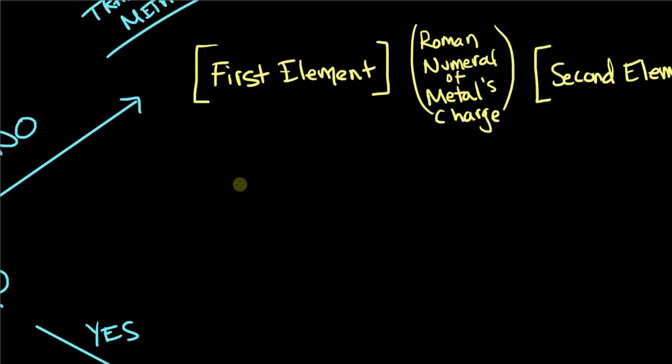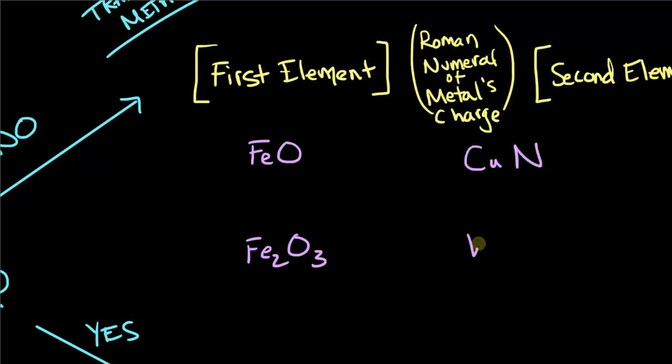So how about this? We'll do FeO, Fe2O3, CuN, and WO3. So you might ask, if the trouble with transition metals is that they can have multiple different charges, how can we know the charge of the metal just by looking at the compound's formula?